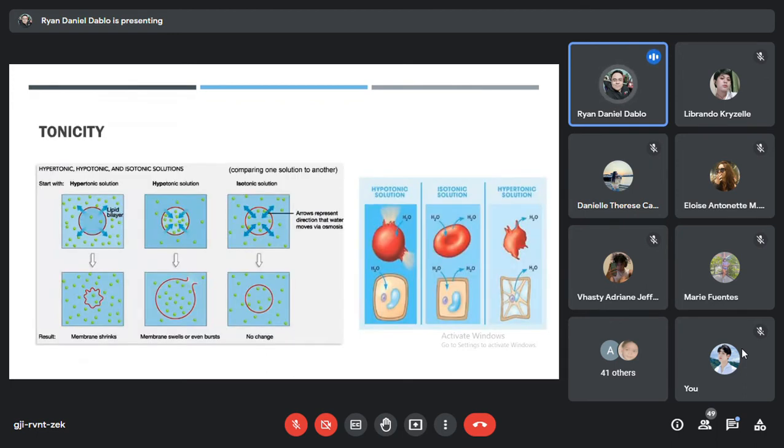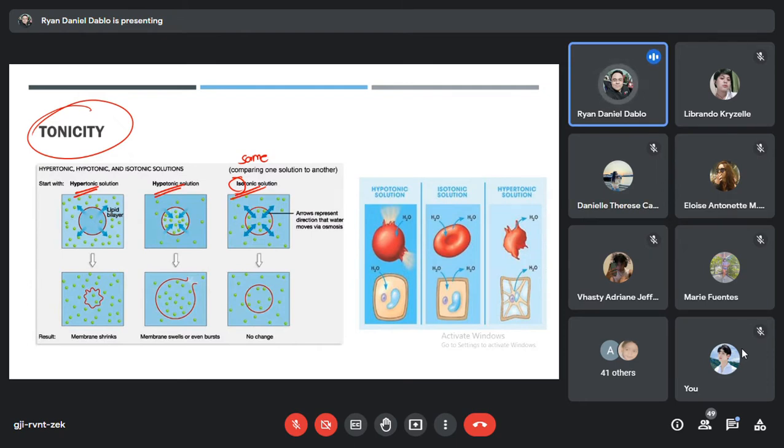This leads to a very special reactivity of the cell because of the way water behaves, right? The tonicity of a fluid is what we call how concentrated or diluted a solution is compared to the cell, right? And we have three terminologies for that. We have hypertonic, hypotonic, and isotonic. The iso is a prefix which means the same or equal. So this is easiest to understand.